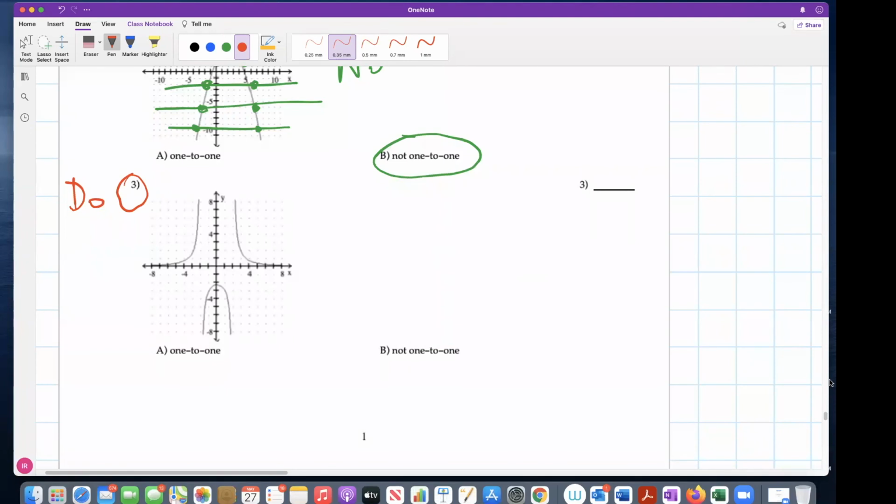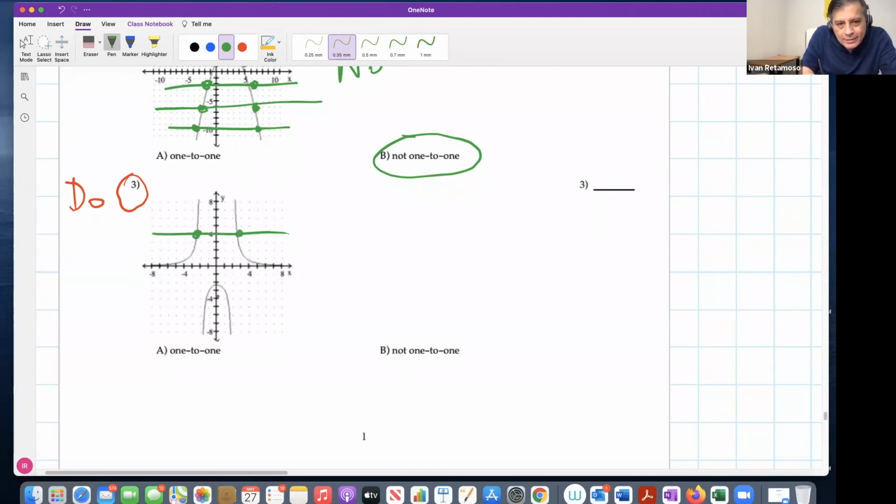It fails the horizontal line test. Excellent. It doesn't pass the horizontal line test, right? Because when you draw the horizontal lines, notice, two points of intersection. Professor, what about this line? This is a special line, one point of intersection. Yes, one point of intersection here, but in general, this is two points of intersection. So this means no, not a one-to-one function.